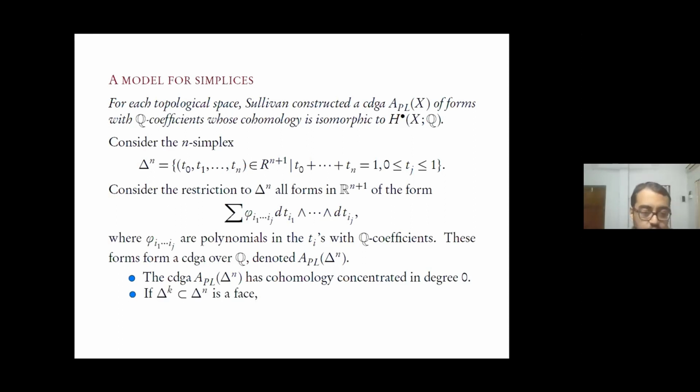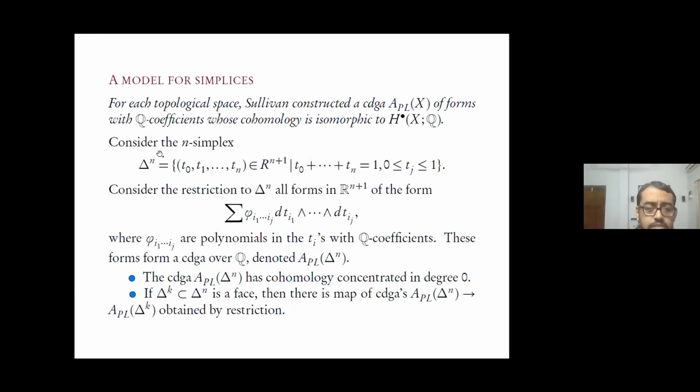And if you have a face of the n-simplex, a typical face of codimension 1 looks like when you set one of the ti to be 0. You can set several ti's to be 0. So if you have a face of codimension n minus k in Δ^n, I'm denoting that by Δ^k, then there is a very natural map of CDGAs which goes from the CDGA associated to Δ^n to the CDGA associated to Δ^k. And what does it do? It basically is the restriction map. So given any form on the big simplex, you restrict it to the face, and that's still a form on the subsimplex. So we have these two properties for this particular construction.